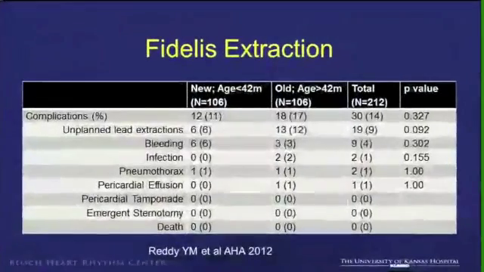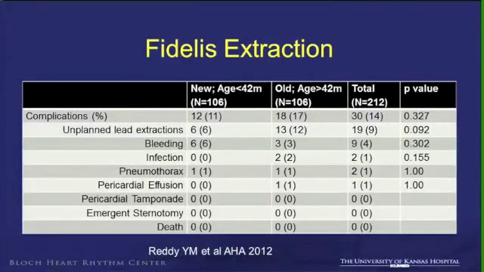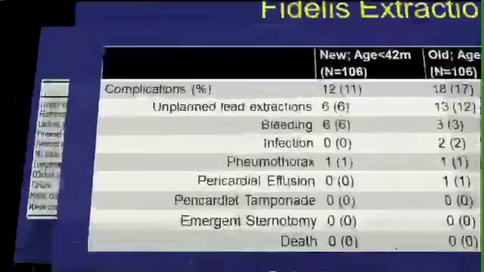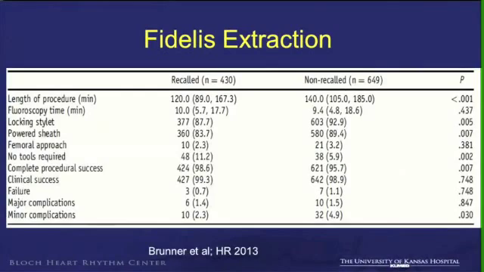So does this translate to increased complications? At least in our experience, it did not. This was updated till April of 2013. We did not have any major complications with extractions of the Sprint Fidelis lead by that time. And that has been shown in other experience too. This is the Cleveland Clinic experience, a very large experience. In the recall leads, they had Riata too, and the complication rate is not significantly different from the non-recall leads, with major complications of 1.4%.